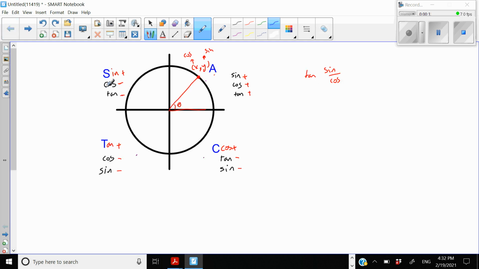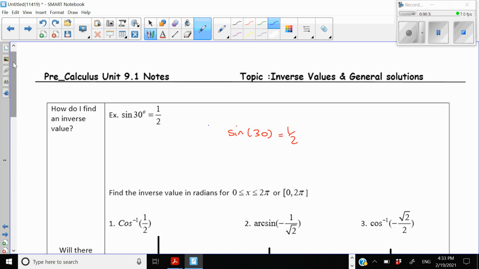All smarties take calculus. This means all the trig functions in the first quadrant are positive. Only sine is positive in the second quadrant. Only tangent is positive in the third one, and only cosine is positive in the fourth quadrant. We're going to use this a lot throughout the lesson today.